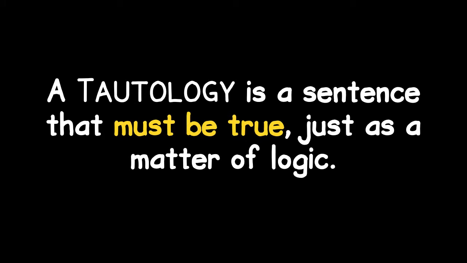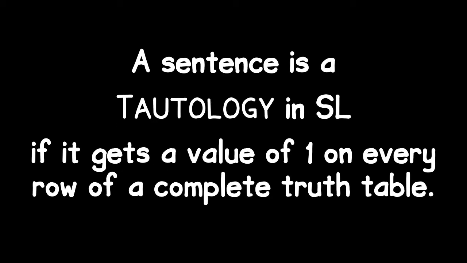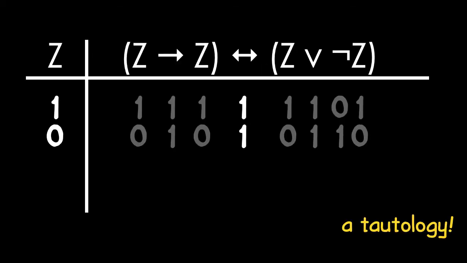In English, we had a name for a sentence like this. A tautology is a sentence that must be true, just as a matter of logic. In SL, truth tables give us a test for whether a sentence is a tautology or not. A sentence is a tautology in SL if it gets a value of 1 on every row of a complete truth table. You couldn't tell just by looking at it, but this sentence, z arrow z, biconditional z or not z, is a tautology, and the truth table allows us to show that.